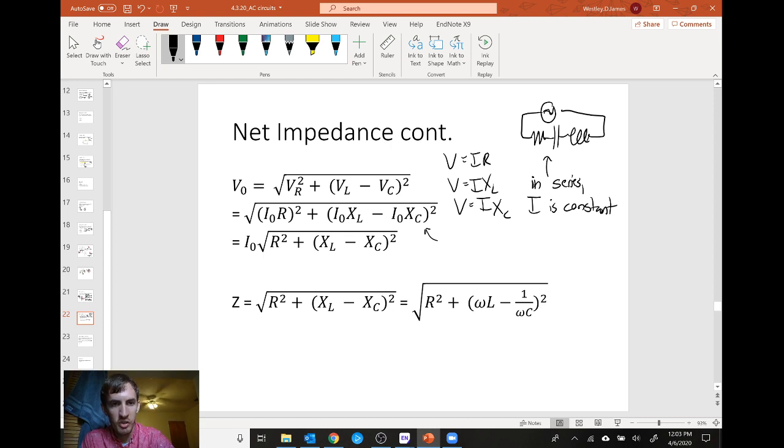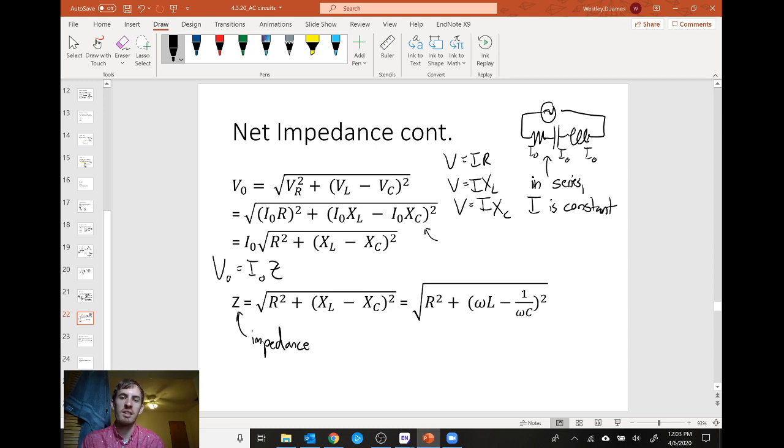So the current through this one is I naught, the current through this one is I naught, the current through this one is I naught. Whatever the current value is, they're all the same. So they all get the same current, you can pull out the current here. And now we get this expression where our V equals I times, we're going to call it impedance. Z here is impedance.